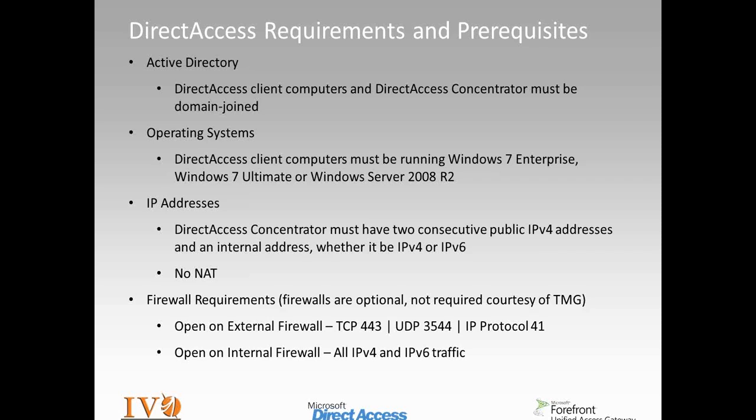The external firewall, a firewall which sits between the internet and the external NIC of the appliance, we just need to open three things that are listed out here: TCP 443, UDP 3544, and IP protocol 41. And then you also have the option of putting a firewall on the inside part of the connection, so between the internal NIC of the appliance and your corporate network.